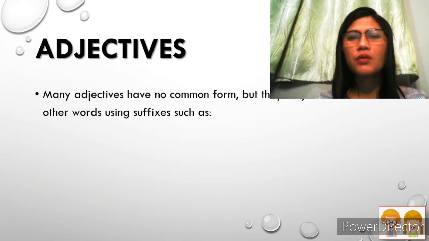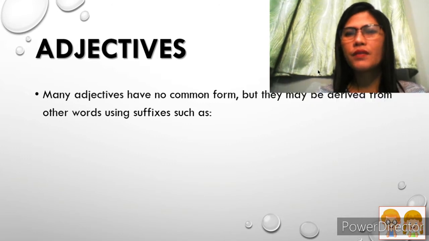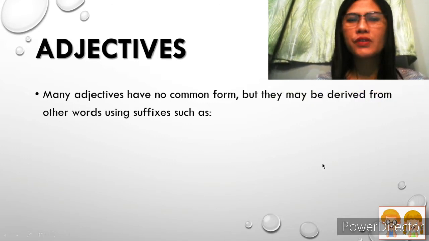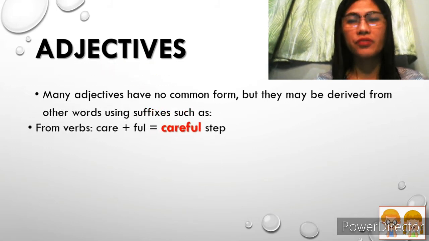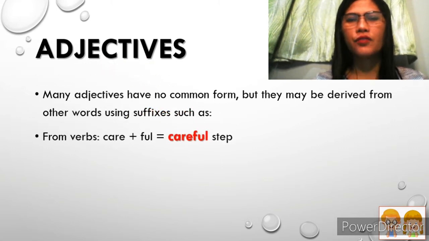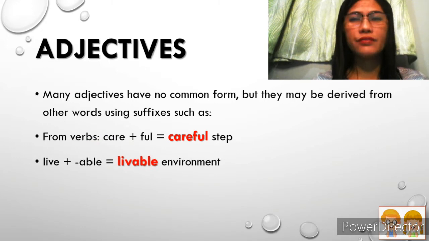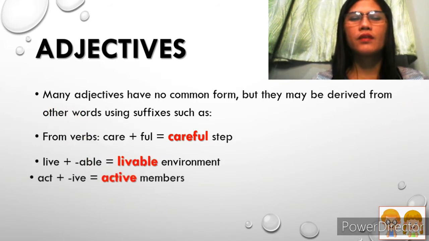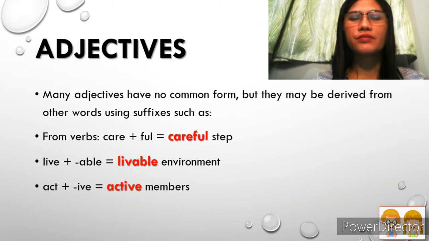Adjectives have no common form, but they may be derived from other words using suffixes, such as from verbs. Like in the verb care, if you add the suffix "ful," you come up with the adjective careful, as in careful step. The verb live plus the suffix able gives you the adjective livable, as in livable environment. The verb act plus the suffix ive gives you the adjective active, as in active members.